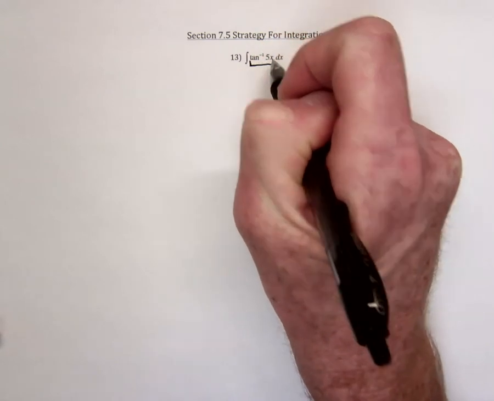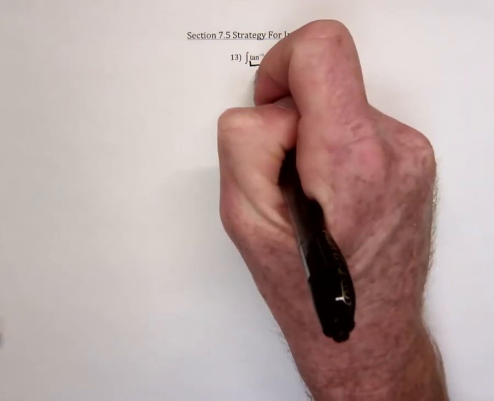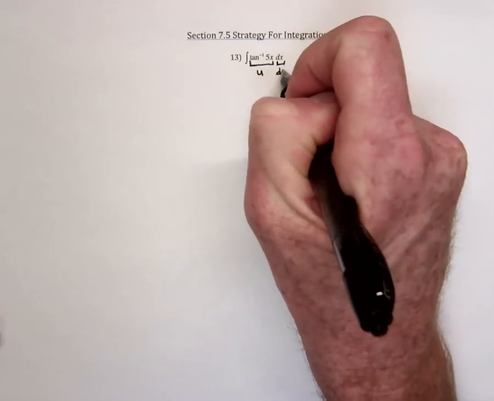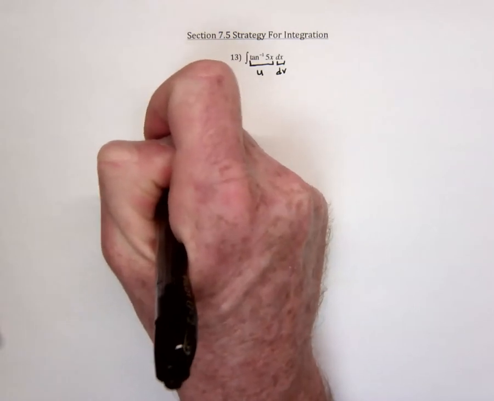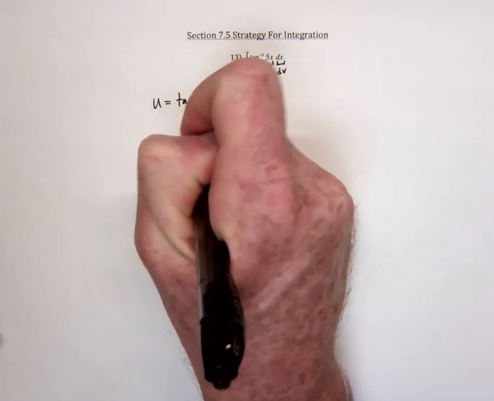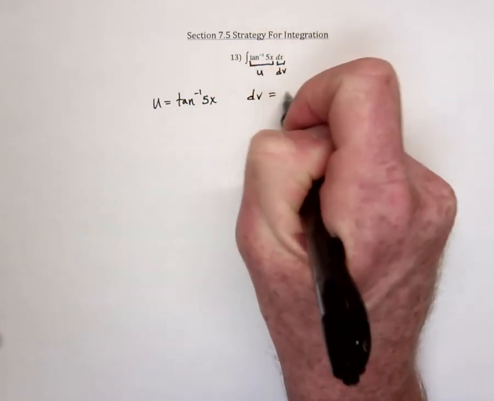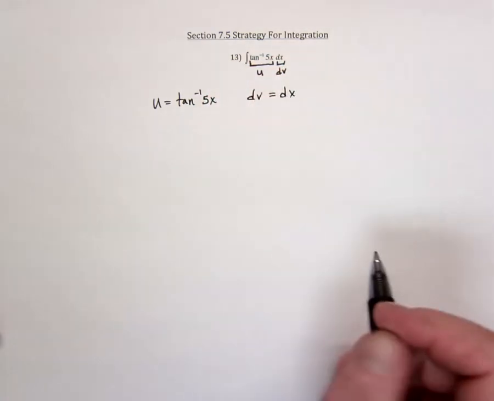As I just said, I know the derivative of tangent inverse, so that's going to be the u. And this little guy right here is going to be dv. So we would start with u is equal to tangent inverse of 5x. dv is equal to dx.